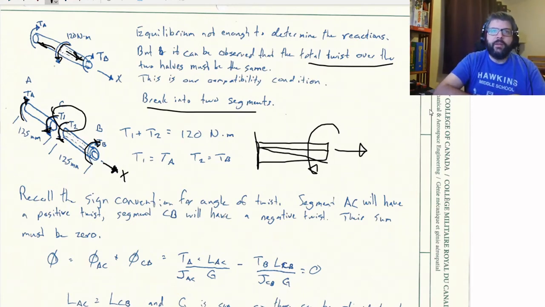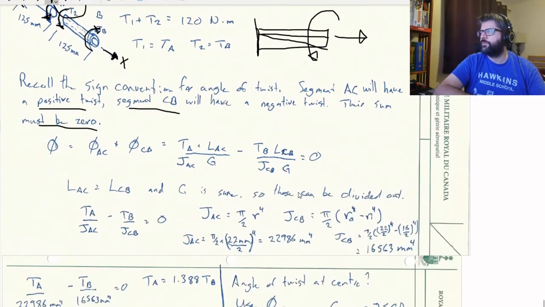in the same manner that the sign convention for tension matches the sign convention for axial strain, and sign convention for shear stress matches the sign convention for shear strain. Positive causes positive, negative causes negative. So yeah, this portion here is going to be having a positive twist, and the segment CB will have a negative twist. And then adding together, those two things need to be equal to 0.